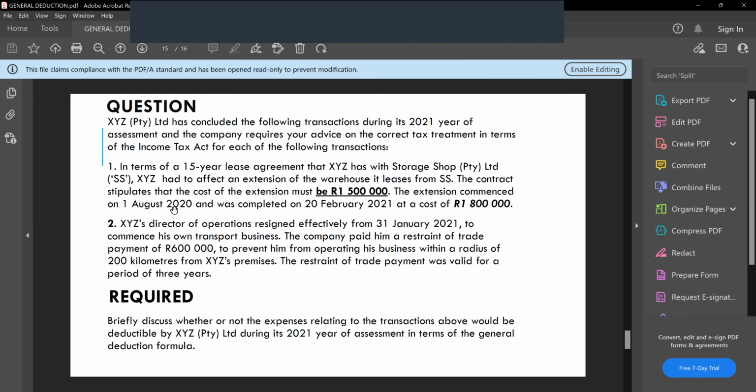So how would you guys approach these questions? How are we going to treat these leasehold improvements? How much can the company deduct as a deduction for the leasehold improvement? And also, is there anything that the company can claim in terms of the restraint of trade payment made to the Director of Operations?